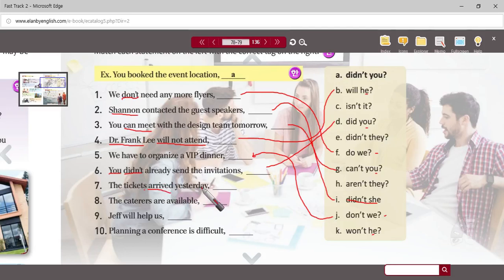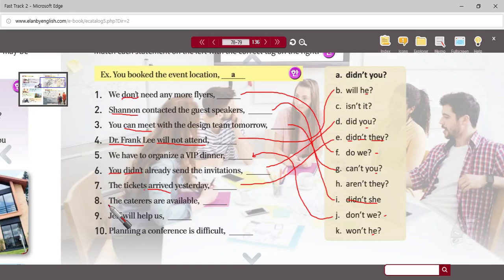Okay, so this is positive, so we need a negative. All right, so this is the past tense. This is negative, and the subject matches. The tickets arrived yesterday, didn't they?